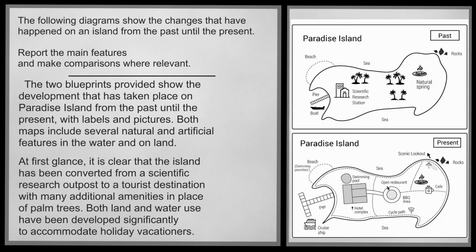The two blueprints provided show the development that has taken place on Paradise Island from the past until the present, with labels and pictures. Both maps include several natural and artificial features in the water and on land. At first glance, it is clear that the island has been converted from a scientific research outpost to a tourist destination with many additional amenities in place of palm trees. Both land and water use have been developed significantly to accommodate holiday vacationers.